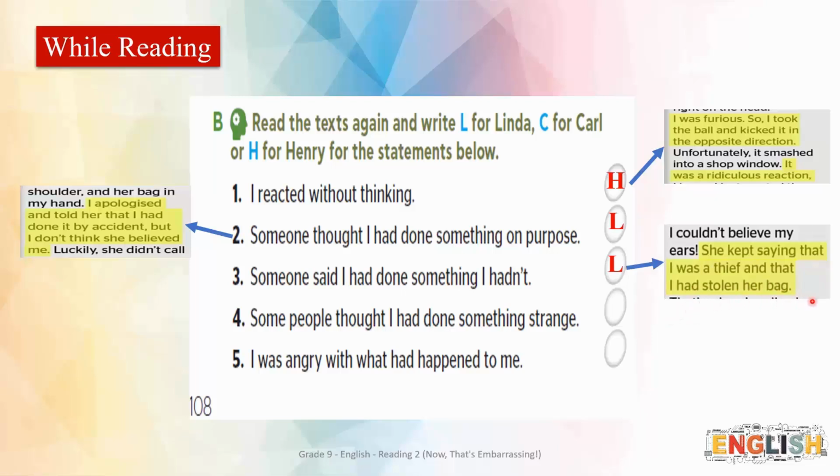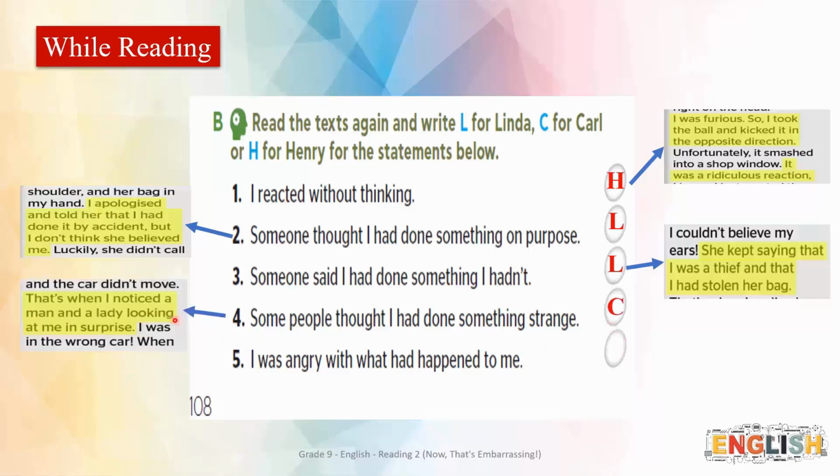4. Some people thought I had done something strange. Who is this person? That's right, Carl. And we knew this when he said that when I noticed a man and a lady looking at me in surprise. 5. I was angry with what had happened to me. Who is this person? That's right, Henry also. And we knew this when he said, "Eventually, the ball hit me right on the head."